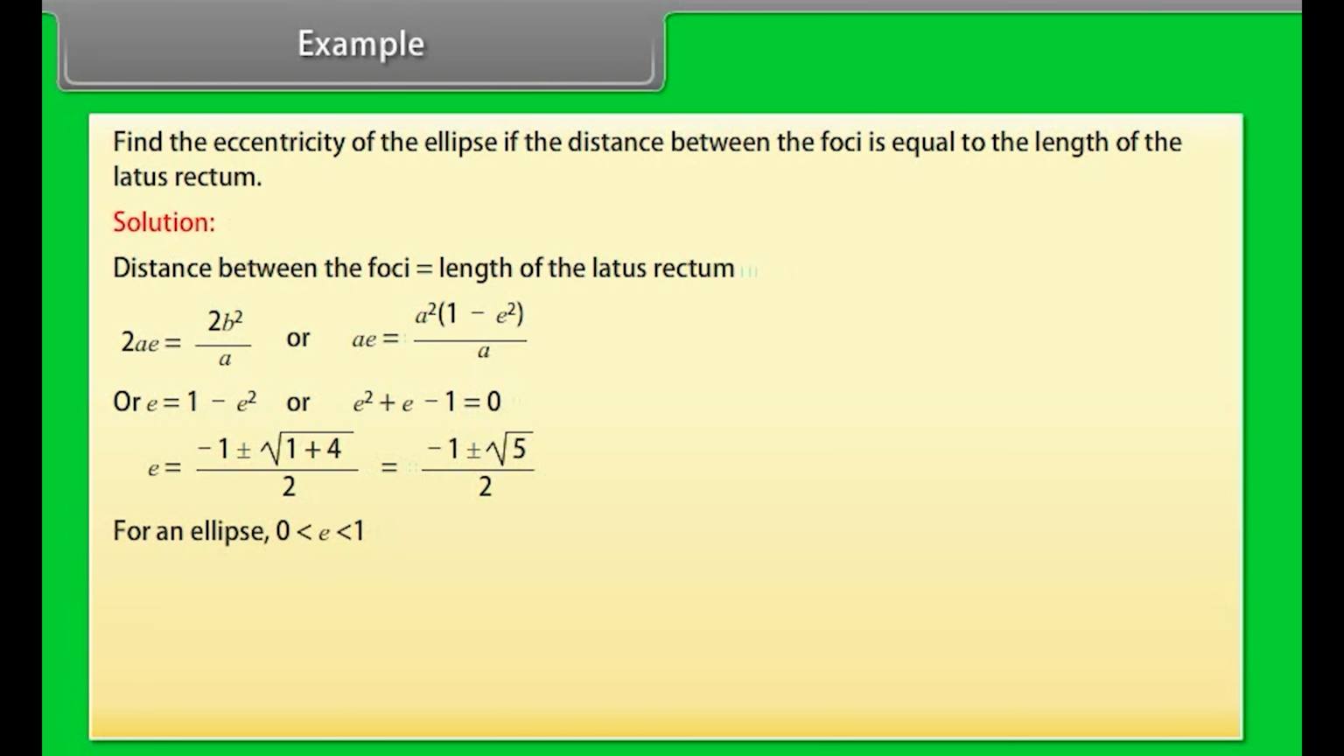For an ellipse, 0 is less than e is less than 1. Rejecting e equal to (minus 1 minus the square root of 5) upon 2, which is less than 0, we have e is equal to (the square root of 5 minus 1) upon 2.